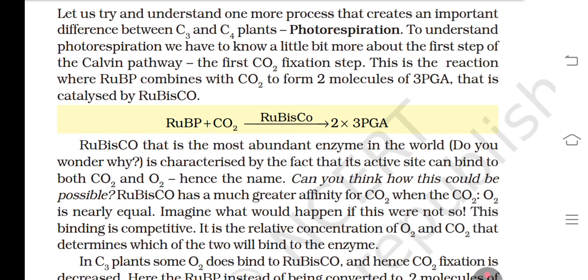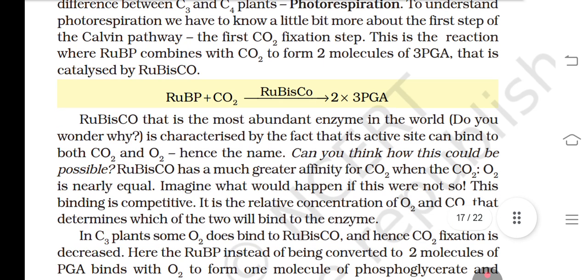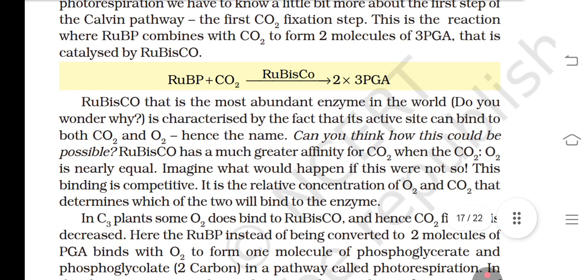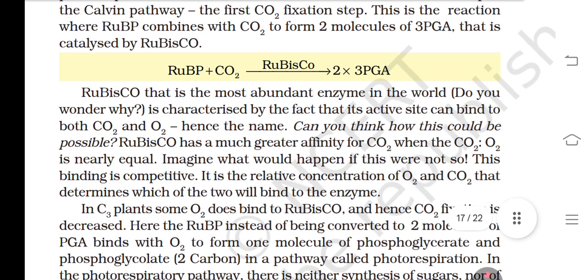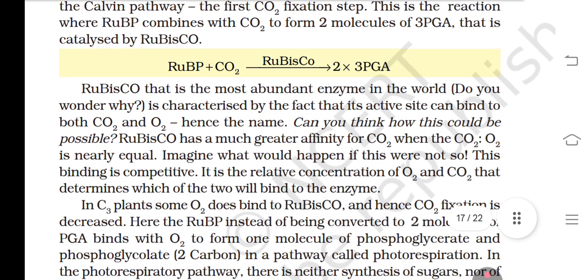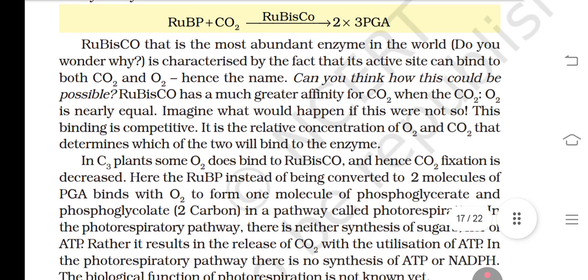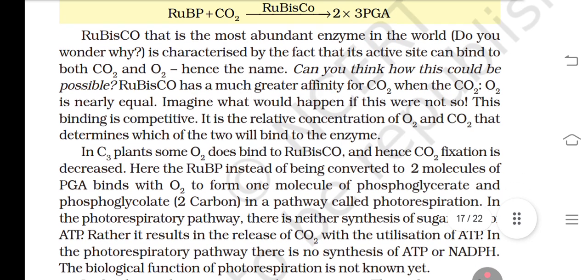Photorespiration. To understand photorespiration, we have to know a little bit more about the first step of the Calvin pathway, the first carbon dioxide fixation step. This is the reaction where RuBP combines with carbon dioxide to form two molecules of 3-PGA. This is catalyzed by RuBisCO, the most abundant enzyme in the world.